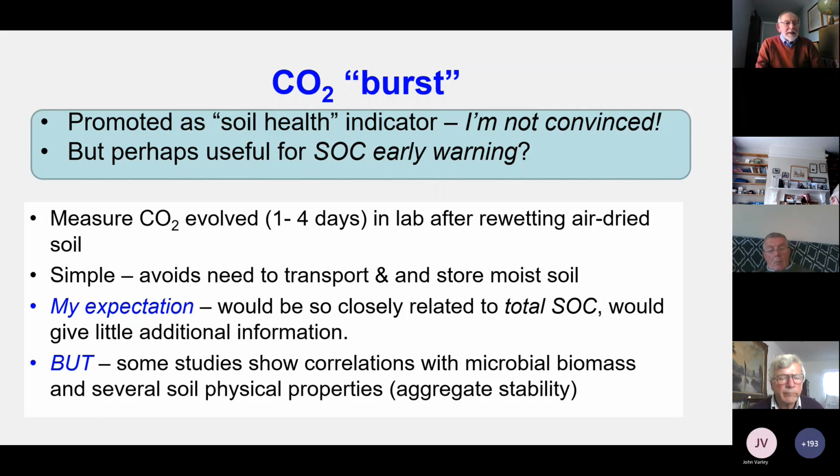So with this technique, you take a dried soil, so you haven't got to keep it moist, then you re-wet it in the lab and measure the amount of carbon dioxide coming off over a few days. Different techniques vary slightly. So it's quite simple, very easy, quite easy to do. Now, I didn't expect this to be very useful for all sorts of reasons, but there are some studies that seem to show that this measurement is quite well correlated, first of all, with microbial biomass, but also with some soil physical properties like aggregate stability. Now, I have to admit, I didn't expect that to be the case, but it looks like it might be useful.